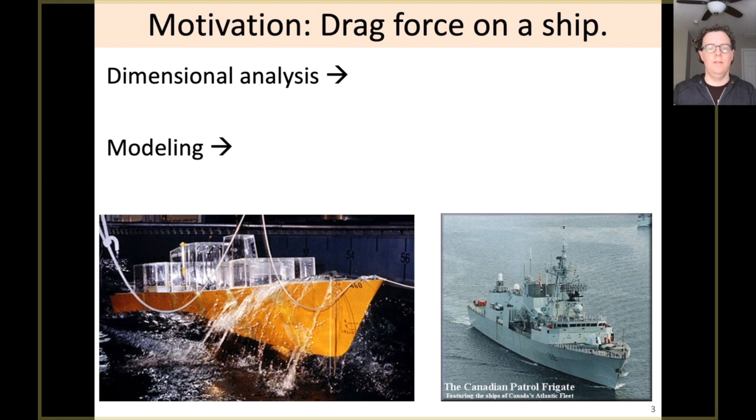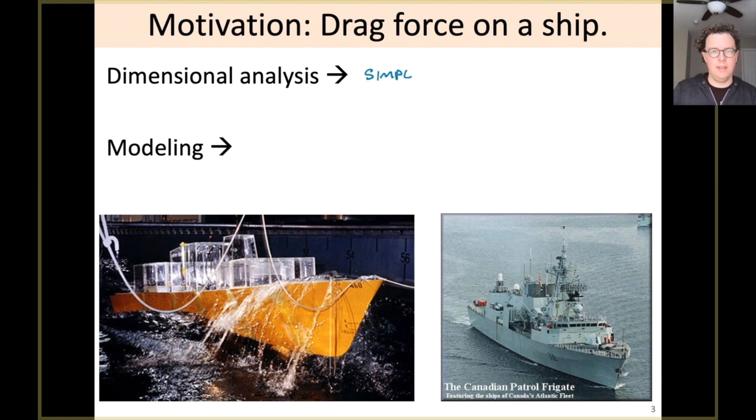And so on the left-hand side of the screen there with the bright orange hull, what you can see is actually a scale model of this patrol frigate. And so this is being tested in a tow tank or a wave tank to check that the ship is going to be stable and that you're not going to have a ship that accidentally tips over when a wave gets too large, for example.